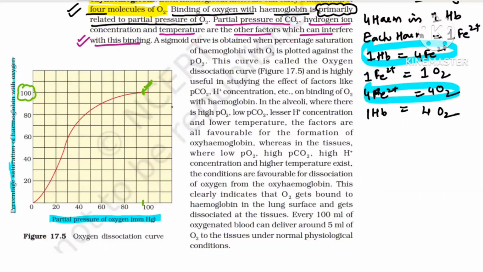When hemoglobin is 50% saturated, if you see, the 50% saturation is here. I'll use a blue color here. Please focus. Here the hemoglobin is 50% saturated, and the partial pressure at which hemoglobin will be 50% saturated will come out to be nearly 28.